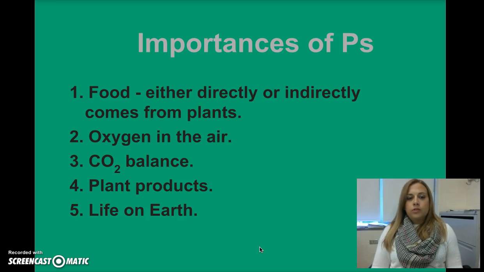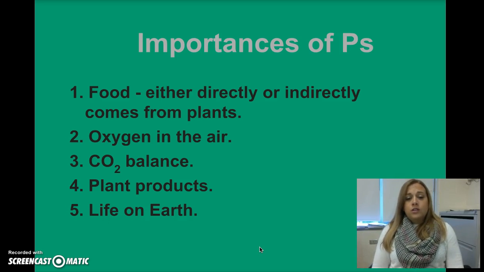Just overall importance of photosynthesis, obviously food is really important. So food, either directly or indirectly, is going to come from plants. So either you are an herbivore and you are eating only plants, or you are a carnivore that is eating an herbivore that ate plants. So food is always going to come either directly or indirectly from plants, and so no matter what you're eating, you need plants and you need them to be going through photosynthesis.